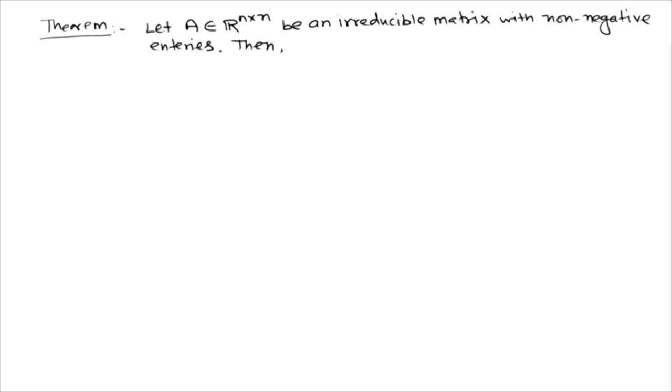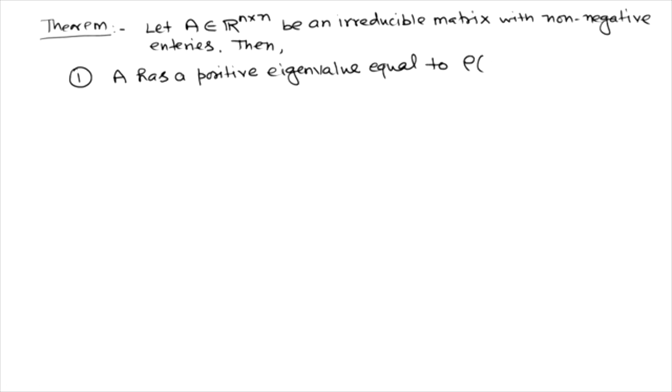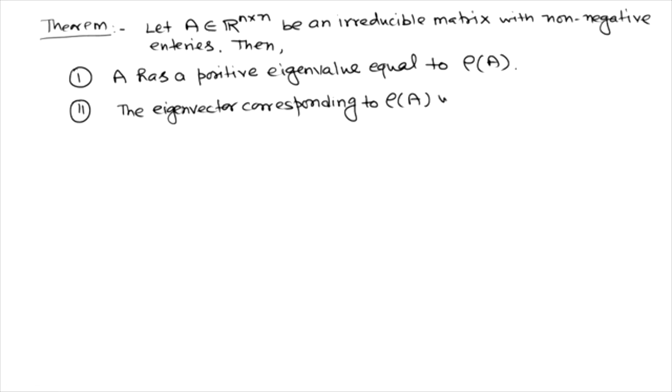Then we can make a few statements for this particular matrix A. First, A has a positive eigenvalue equal to its spectral radius. The second is the eigenvector corresponding to rho A is a positive vector.